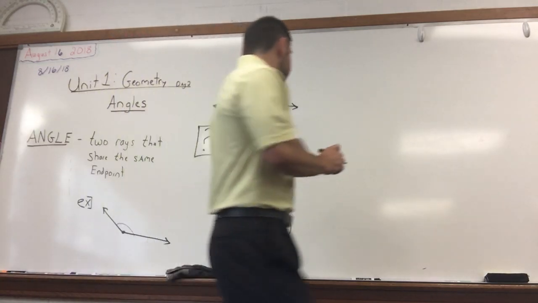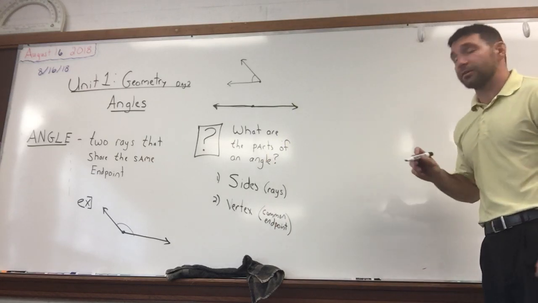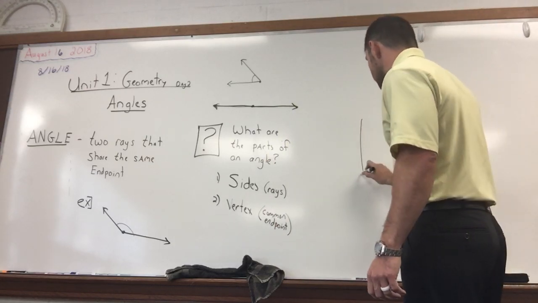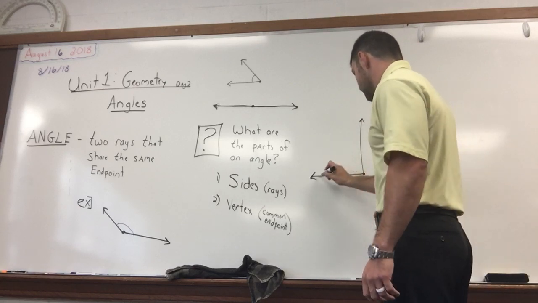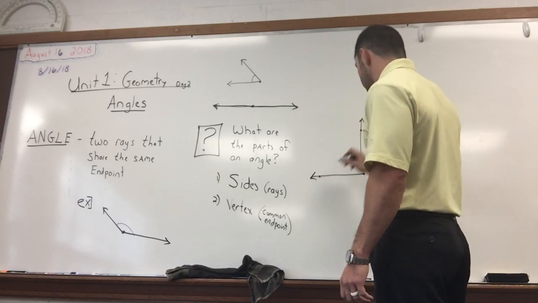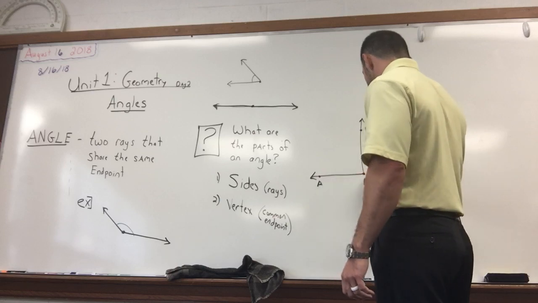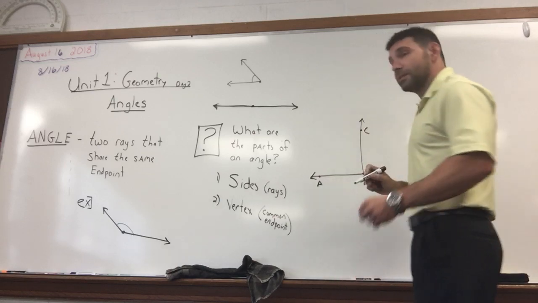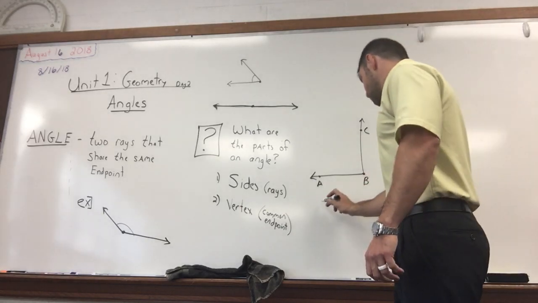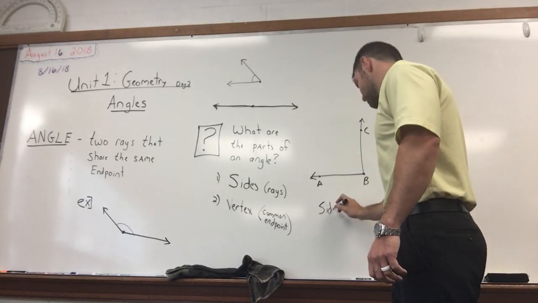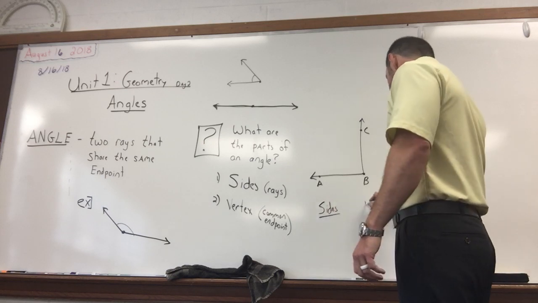So I'm going to show you an example over here. So what are the parts of an angle? So we're going to say, okay, we've got 3 points, A, B, C. We've got sides, and we've got a vertex.